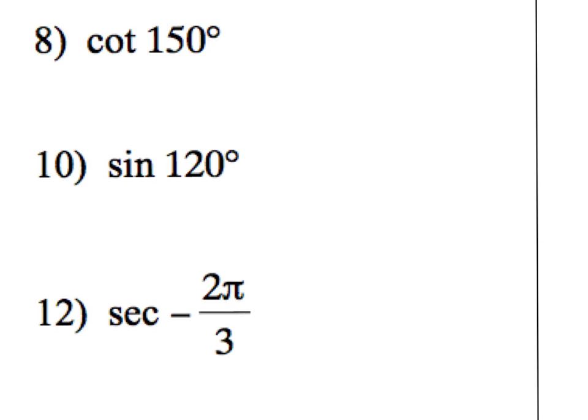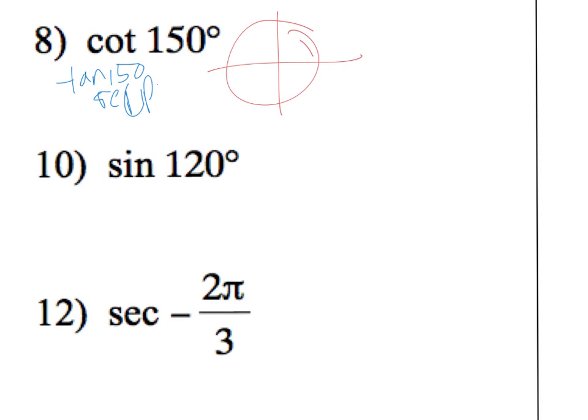For number 8, cotangent of 150. I'm going to find the tangent of 150 and take the reciprocal. Okay, so I know that 150 is going to be there with 30 degrees left to get to 180. So this is looking at the negative root 3 over 2, 1/2 point. In other words, the short triangle. So if we're dividing the short side half by negative root 3 over 2, we end up looking at tangent of 150.